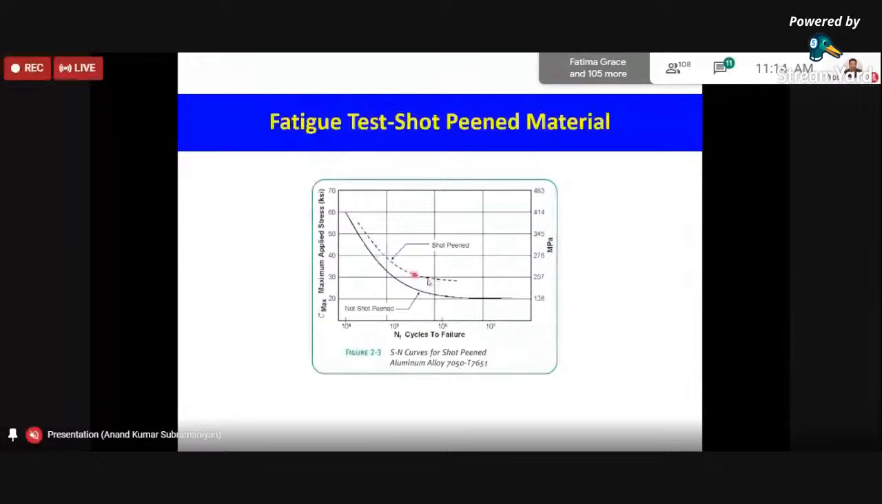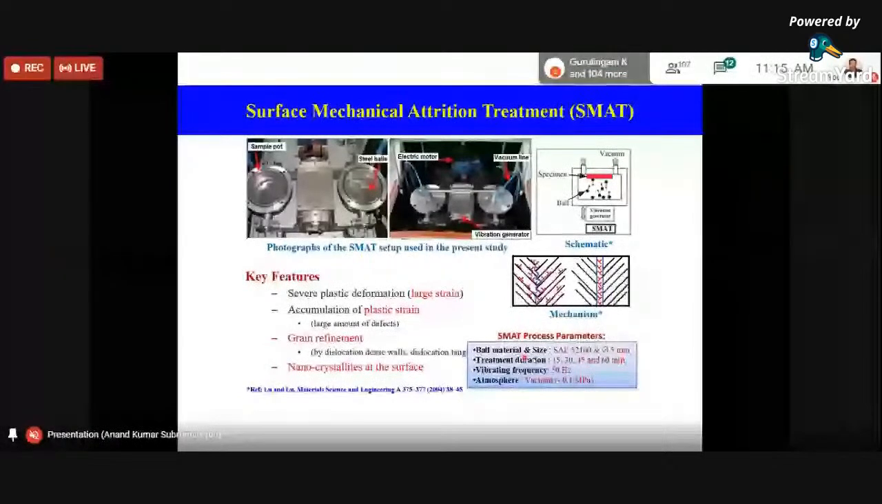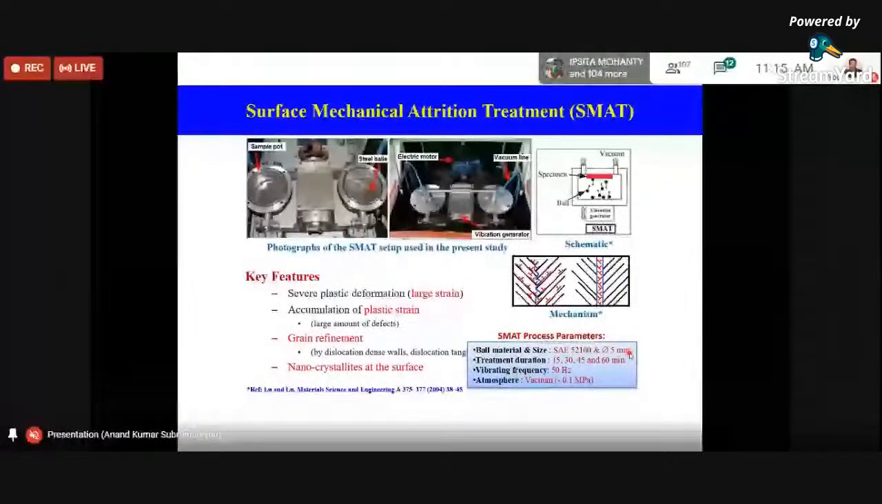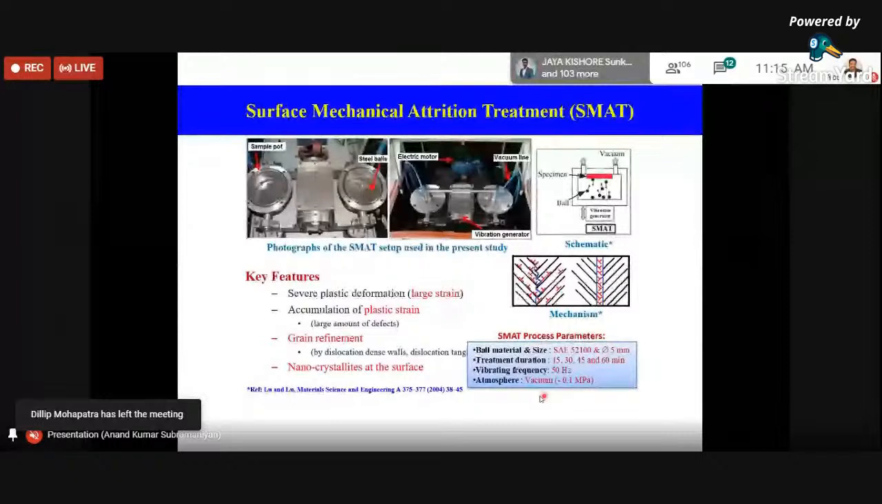Now we would be taking a quick look at the influence of this SMAT process, and we have seen this, and this is a quick SMAT process parameter which is being used for this particular case study, where you can find that 5 balls being used, and they have used four different treatment durations, and the vibration frequency is 50 hertz, and they maintained vacuum while performing this particular SMAT treatment.